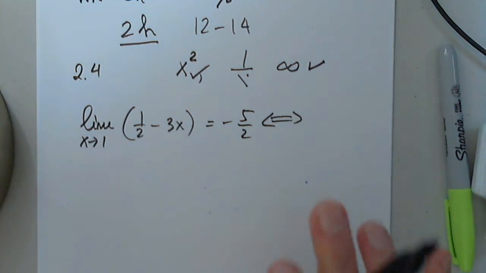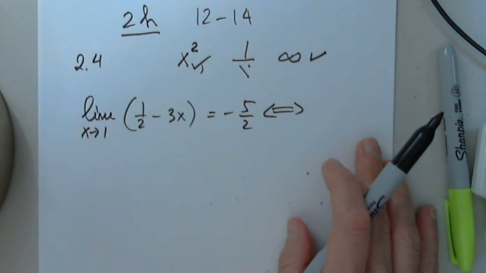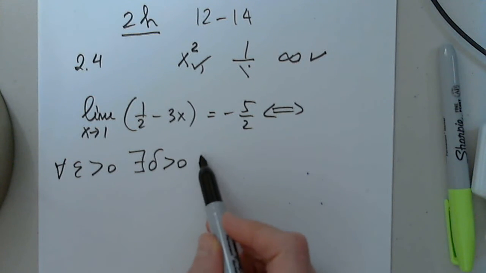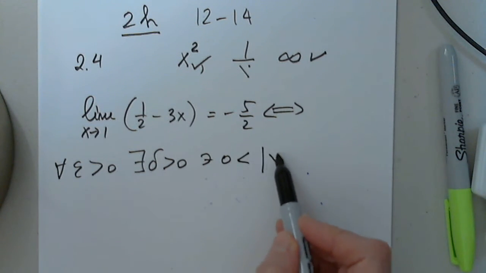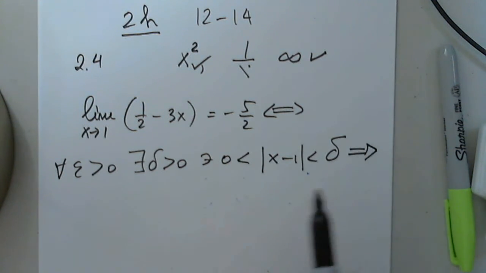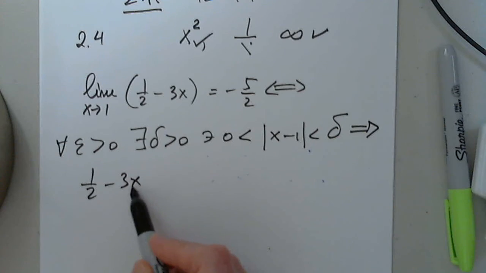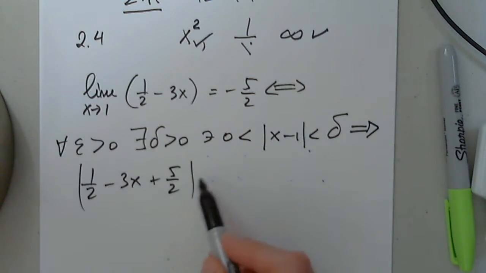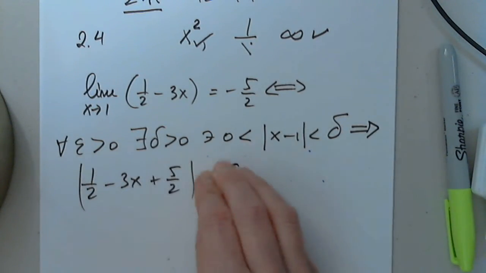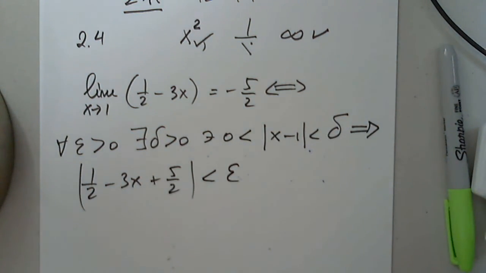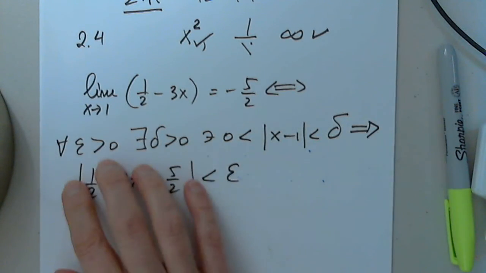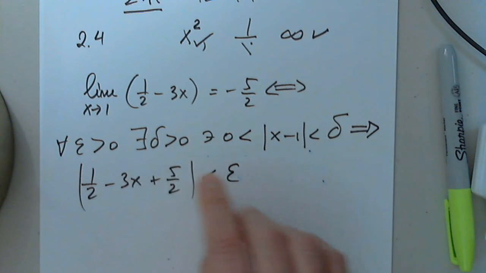I'm happy if you just remember this as a puzzle, really. So for every epsilon positive, I will find a delta positive such that 0 less than the absolute value of x minus 1, of course, less than delta will always imply the absolute value of 1/2 minus 3x plus 5/2 less than epsilon. And you know what this all means. Make this look like this. That's all it is. So manipulate this within the allowed procedure to look like that.